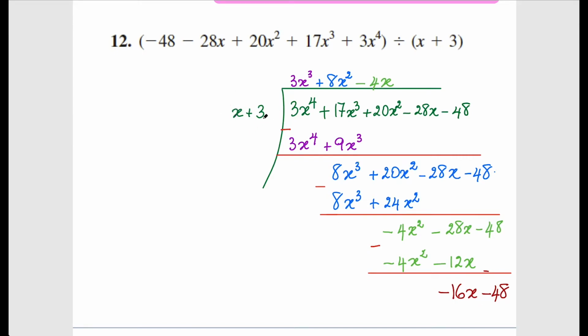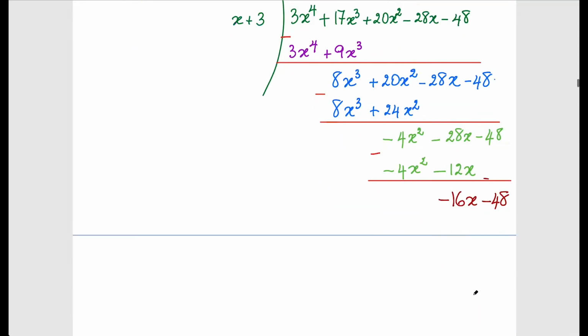What's the degree of the divisor? Degree 1. What's the degree of the remainder? What are the options for the degree of the remainder? The only option is that it's smaller than 1. It should be 0, right? Because the degree is non-negative. So the only option smaller than 1 is 0. So I should get at the end the remainder for sure.